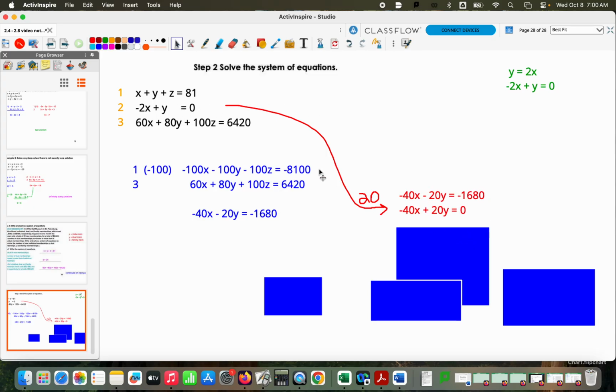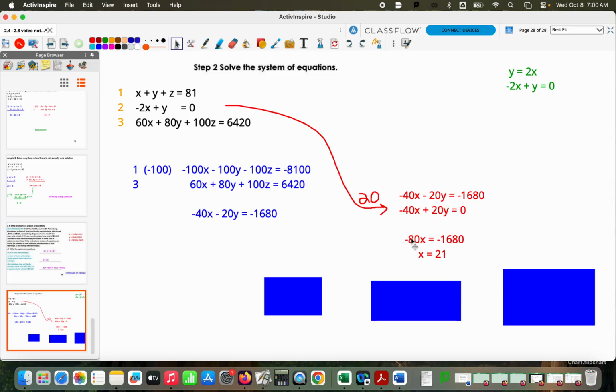I did multiply this equation by 20 to get a negative 40x and a positive 20y. So the x's don't cancel, but the y's do. And now I got this negative 80x equals negative 1680, and I can divide, and x is 21. So there was 21, I believe that was the individual memberships.